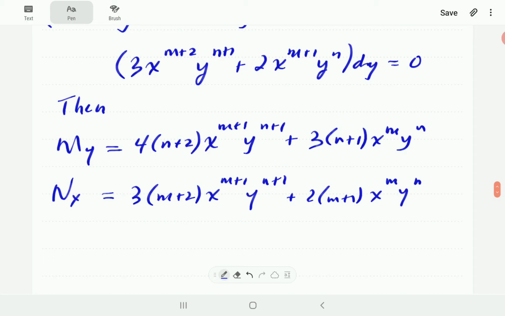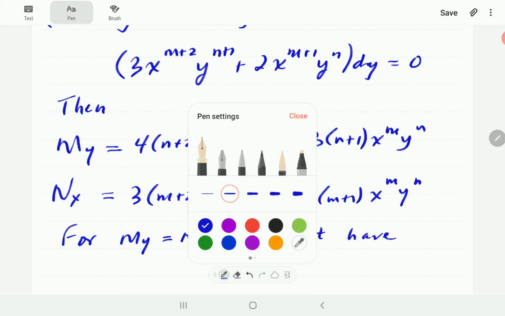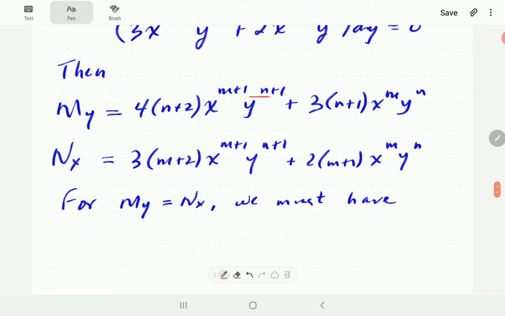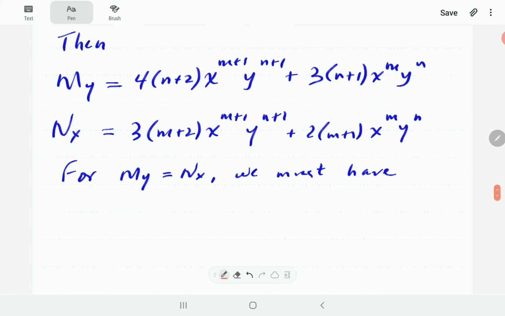So for these to be equal, so for M_y to be equal to N_x, you can see that these powers are the same, so we need this coefficient to be equal to this one and this coefficient to be equal to that one.